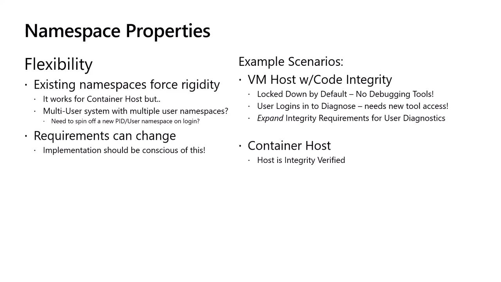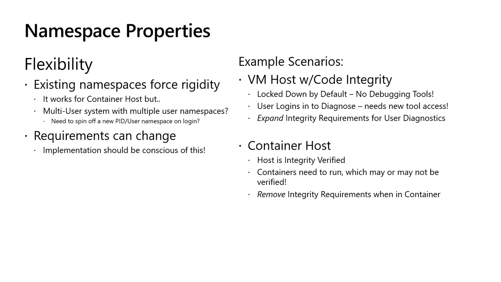Additionally, there's the container host, which is the example we've been working with, so I'm going to breeze through this. The host is integrity verified, and the containers need to run, which may or may not be. So we can remove the integrity requirements in the container, or we can alter them in the case of privileged containers, where you can lock it down even further.